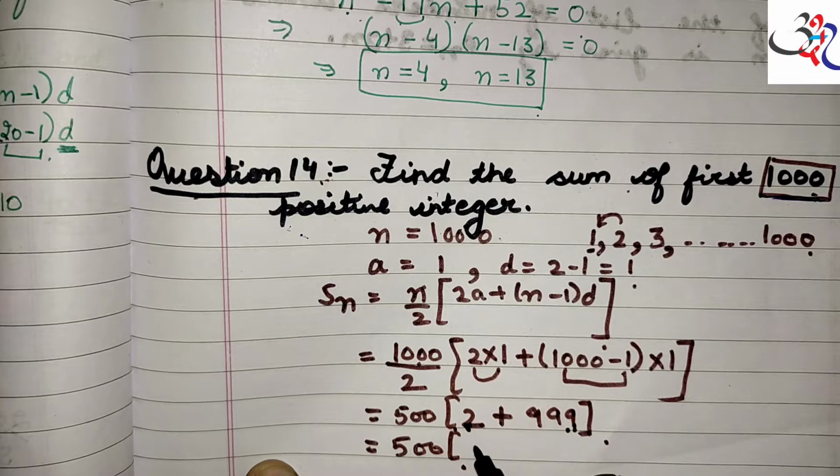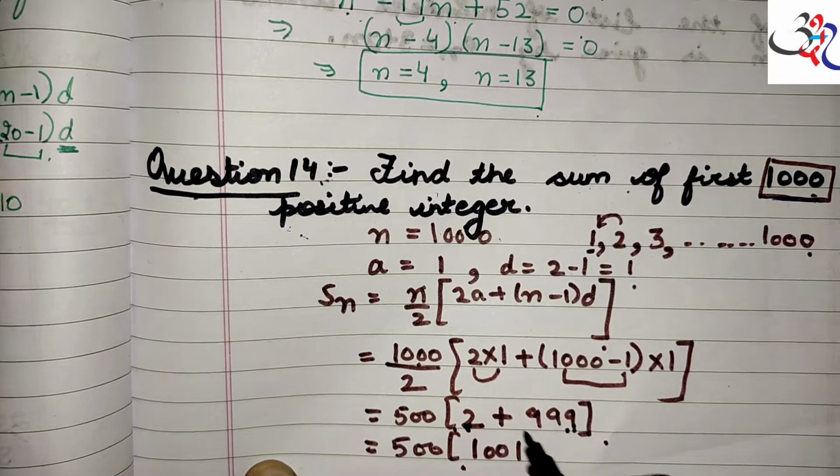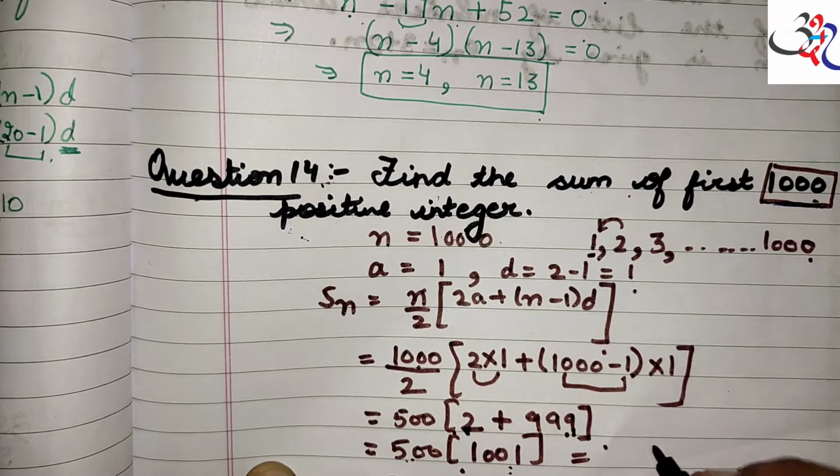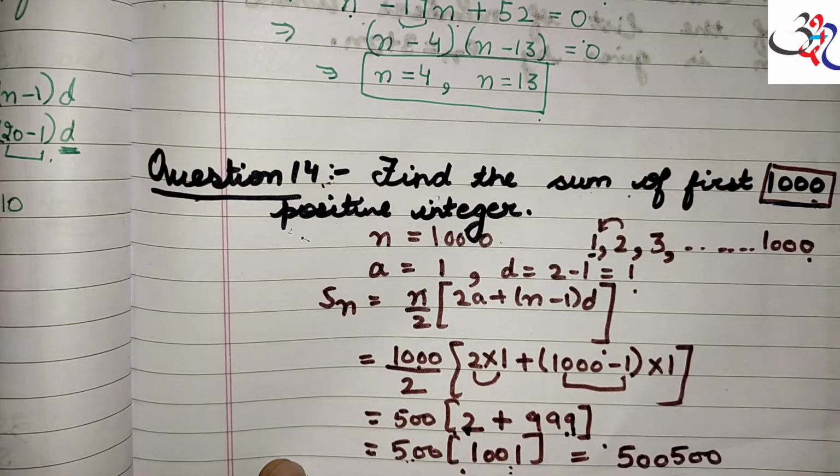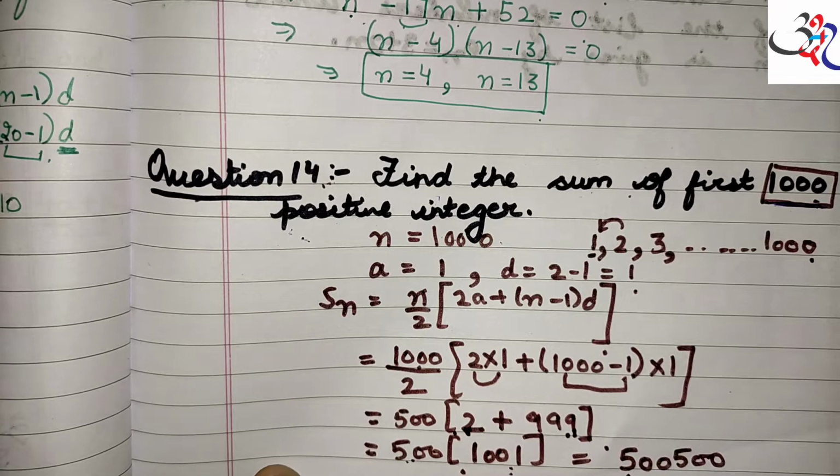999 plus 2 will become equal to 1001. After doing this multiplication, you will get your answer as 500 and 500.